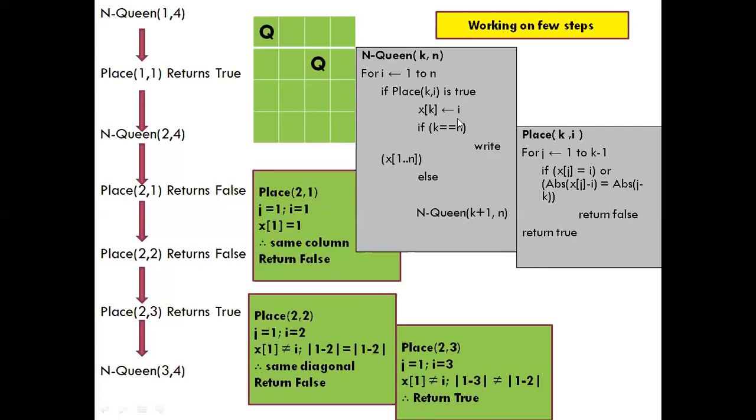So the i value will be assigned to x of k, in this particular position, as in x of 2 equals 3. The second queen is placed. Since this is true and k is not equal to n, you come to the else part, wherein you call the next function, which is n queen of 3 comma 4. So this is how the algorithm works.